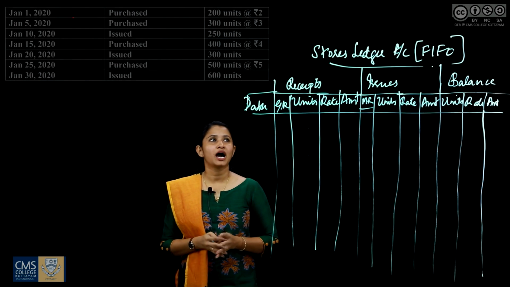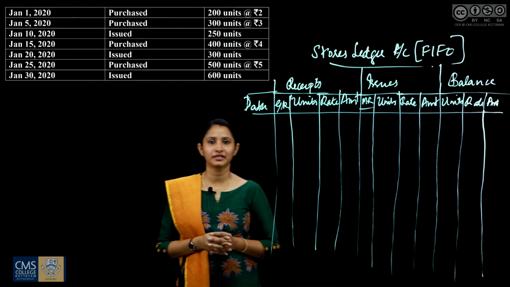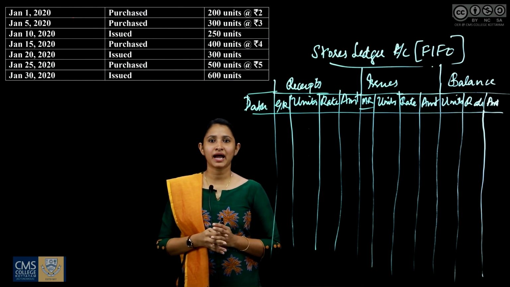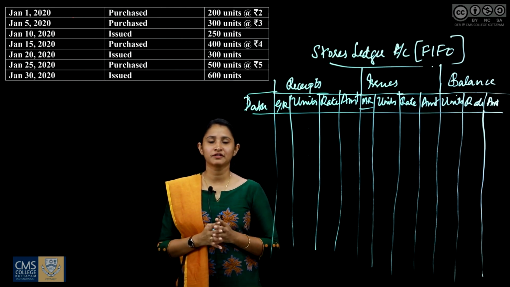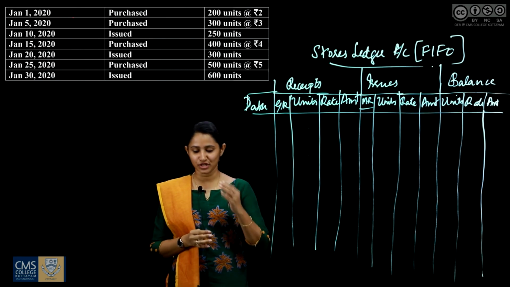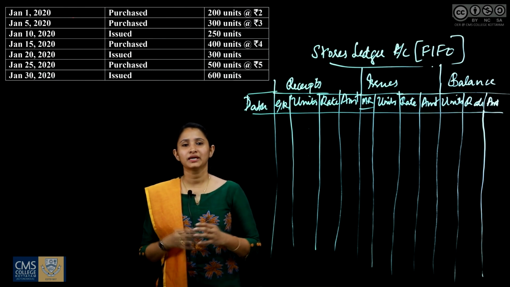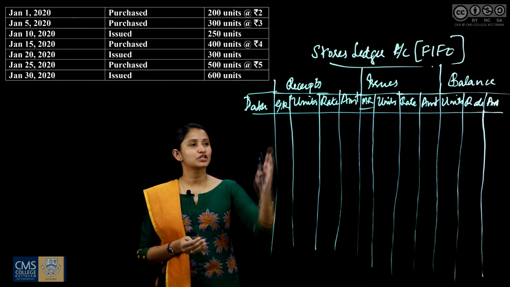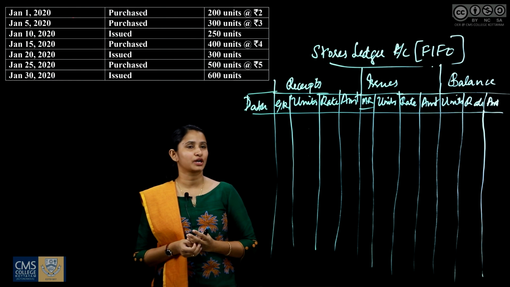Now we are going to see how the stores ledger account is prepared under the first in first out method. So we've been given a problem here and the details are given for the month of January, from January 1st to January 30. There are certain entries which we have to make in the stores ledger account. So this is the format of a stores ledger account.